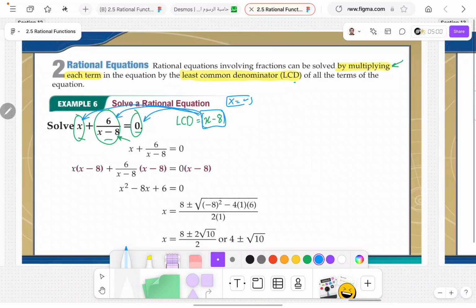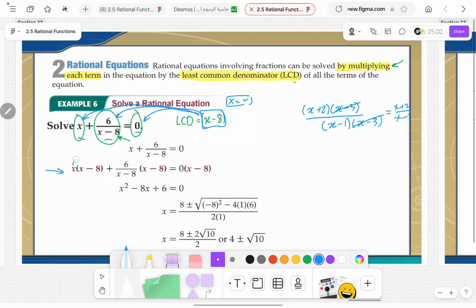This is what you can see here in this step. x times x minus 8 plus 6 over x minus 8 times x minus 8 equal 0 times x minus 8. Now don't forget we have the rule that anything in the numerator can be simplified with the same thing in the denominator. For example, if I have x minus 3 here, I can cancel it with x minus 3, so it remains x plus 2 over x minus 1. The same idea here.